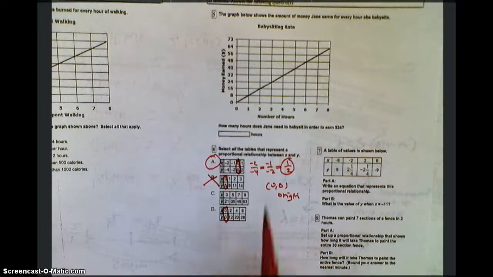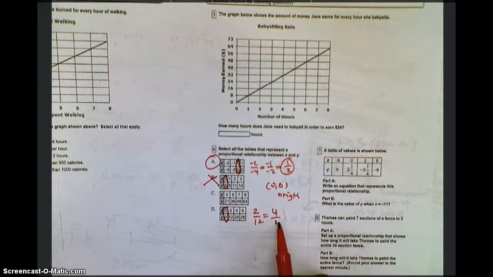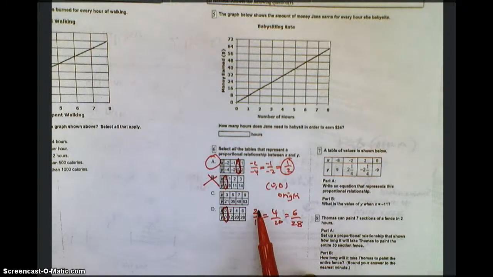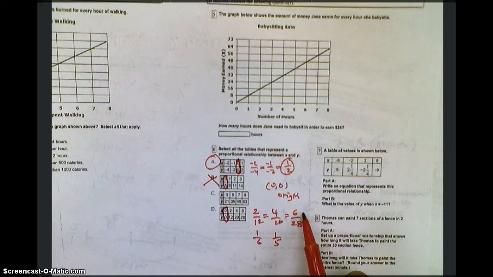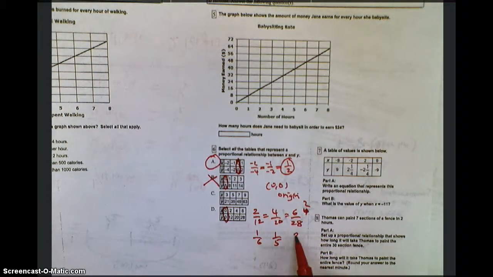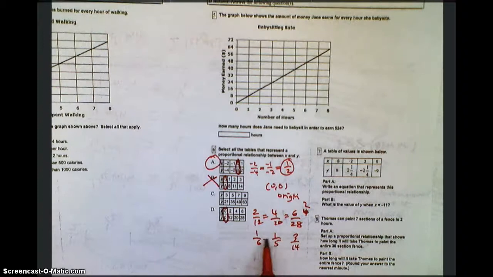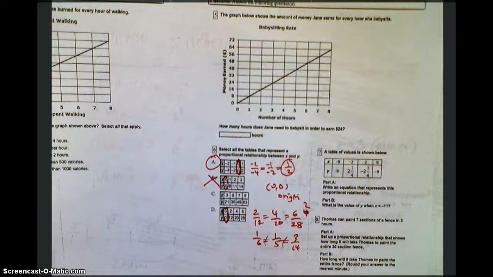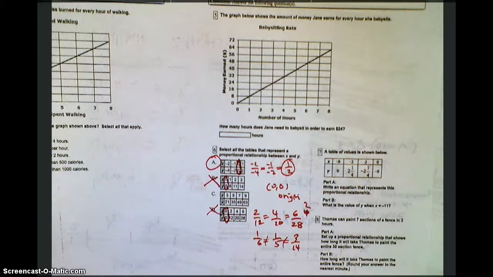It's proportional. Let's look at D. 2 12ths, is that equal to 4 20ths? And is that equal to 6 28ths? I'm going to simplify each fraction. Divide by 2, and I get 1/6. Divide by 4, I get 1/5. Divide by 2, and I get 3 over 14. So these numbers are not adding up. I definitely don't want D.